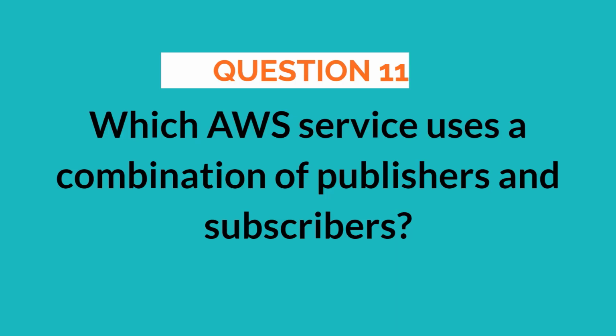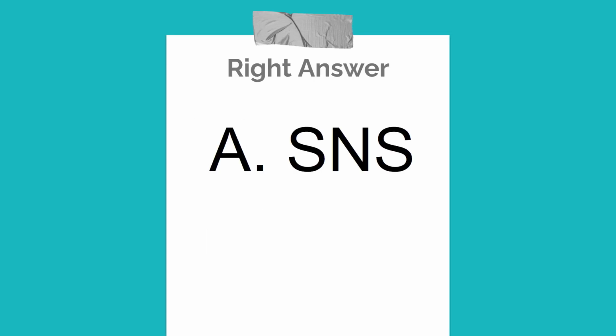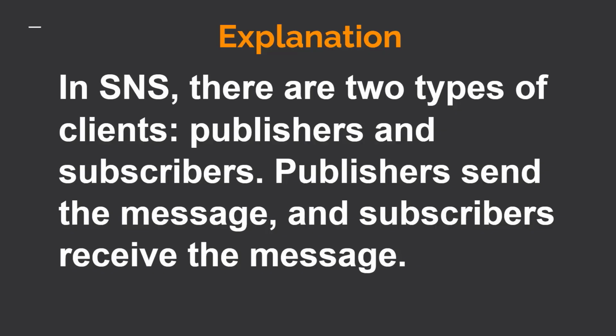Question 11. Which AWS service uses a combination of publishers and subscribers? Option A. SNS, B. RDS, C. EC2, D. Lambda. Right answer is A. SNS. Explanation: In SNS, there are two types of clients: publishers and subscribers. Publishers send the message and subscribers receive the message.